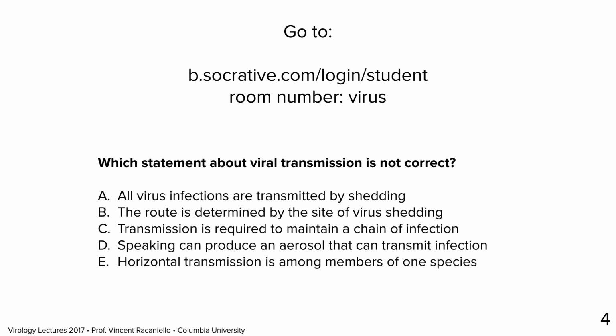Which one is wrong? So the wrong statement, of course, is all infections are transmitted by shedding, right? So mosquitoes picking up virus from the blood, it's not really being shed. Germline transmission is not being shed. Virus in the blood supply, and so forth. Horizontal transmission is among members of one species.